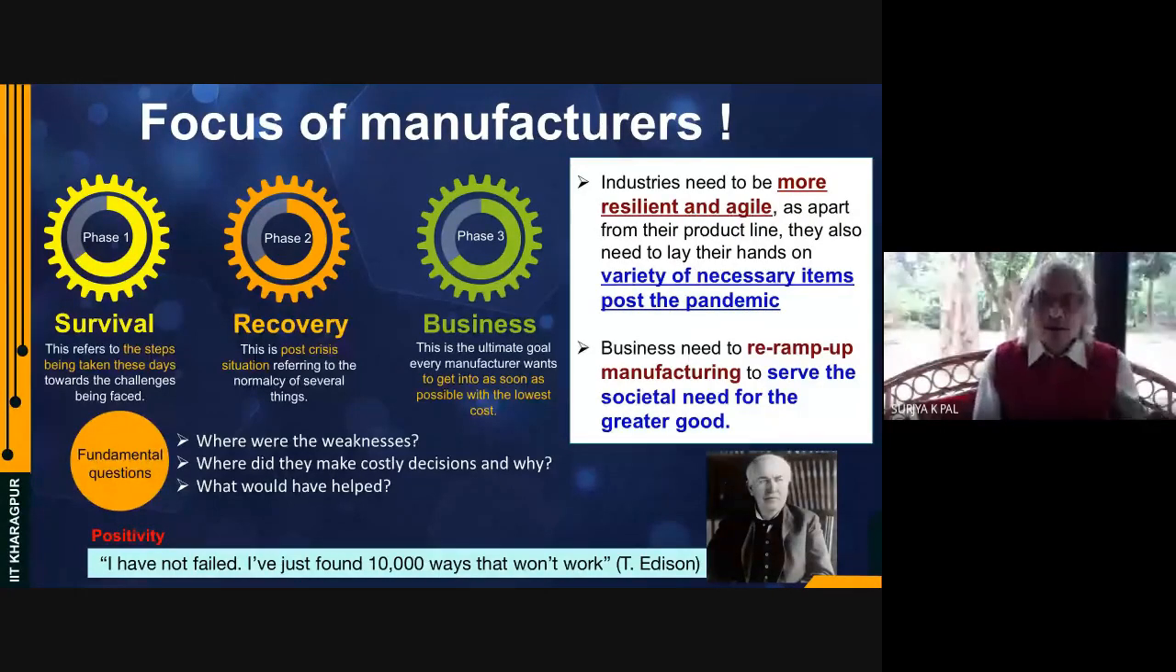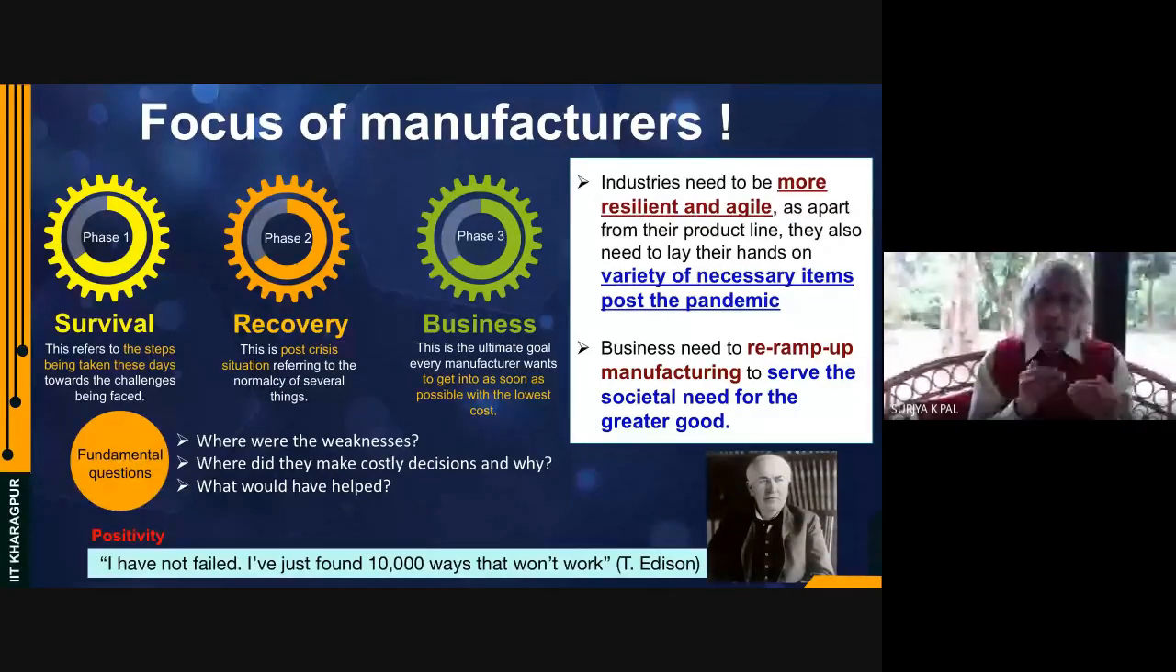So people are thinking about how quickly we can bring back normalcy. People have started working, so the recovery phase is going on. And the third thing is the business: even though I have recovered, I need to think of something so that if a similar situation comes up in future, I can survive. At the same time, the product which I am producing has to be very smart, very agile, very resilient.